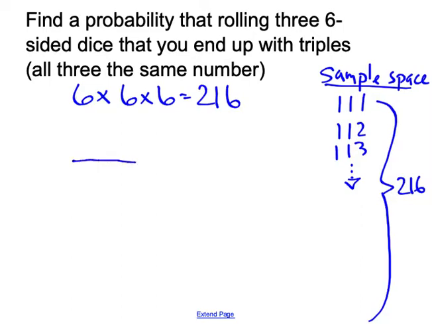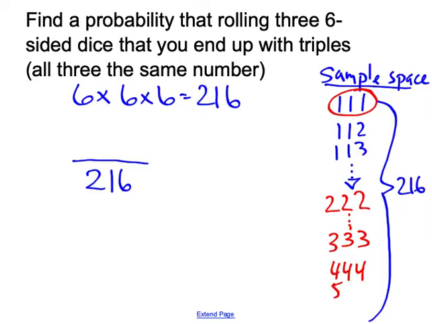Well, we would need the list to know the total number of outcomes for the probability. We know the total number of outcomes. If we can figure out how many favorable outcomes there are, maybe we just list those. And we can. There are only a certain number of them. Here's the first one that would work: 1, 1, 1. There are a few more. We could get 2, 2, 2; 3, 3, 3; 4, 4, 4; 5, 5, 5; and 6, 6, 6. There are a total of 6 outcomes that are triples. And there's 216 outcomes in the sample space.